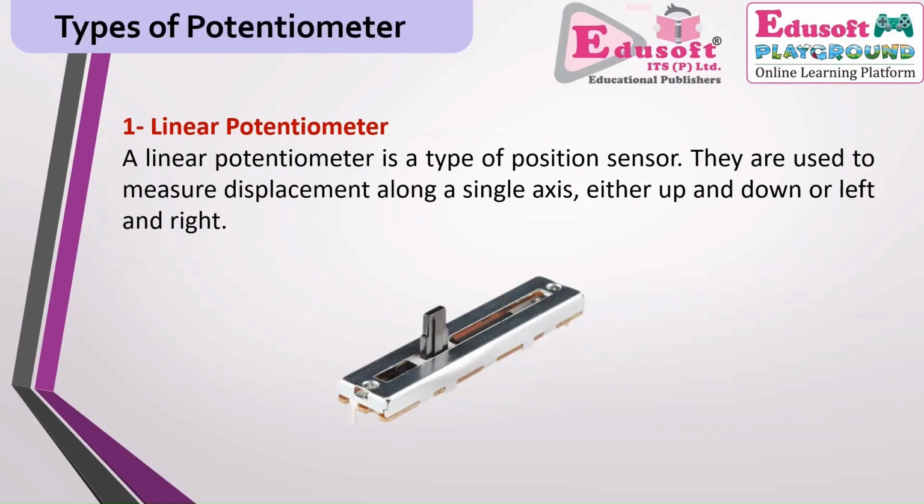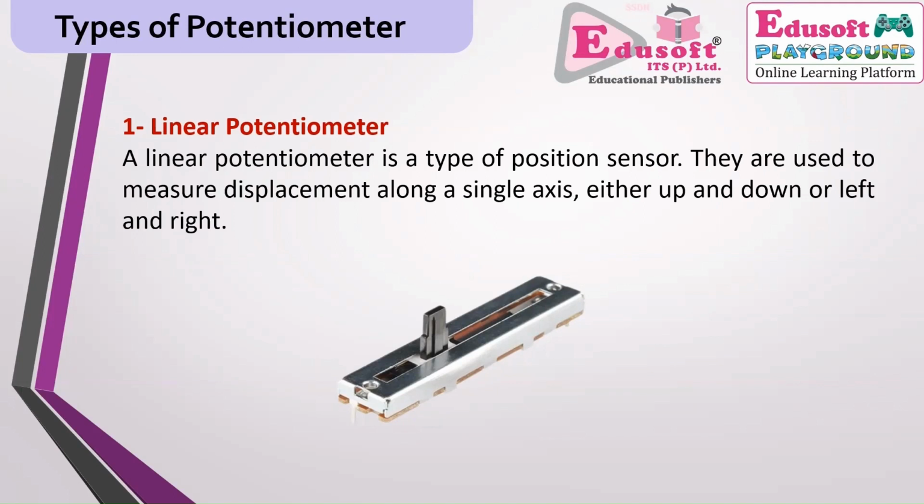Now we'll see the types of potentiometer. The first is the linear potentiometer. A linear potentiometer is a type of position sensor. They are used to measure displacement along a single axis, either up and down or left and right. With the help of this potentiometer, we can see the position, and you can control the audio system and do volume control linearly.